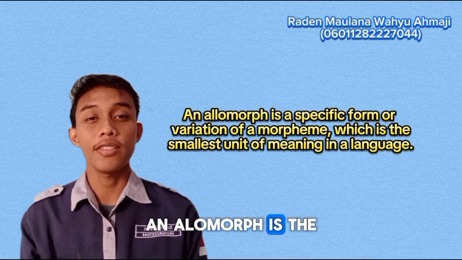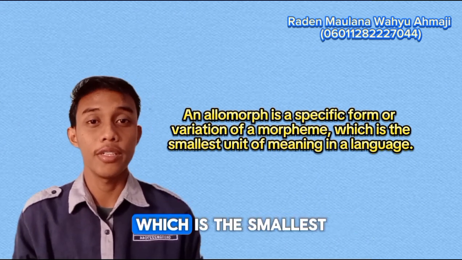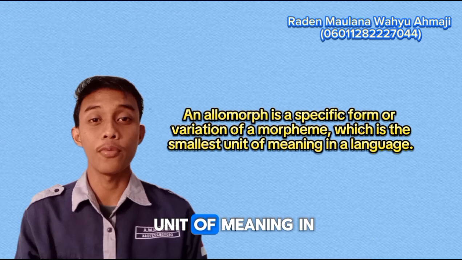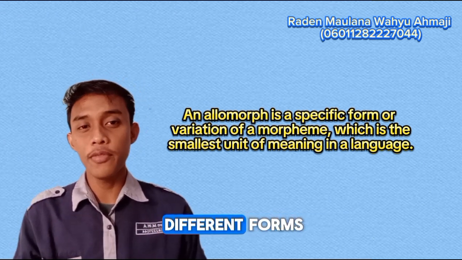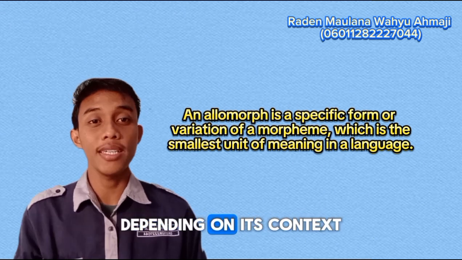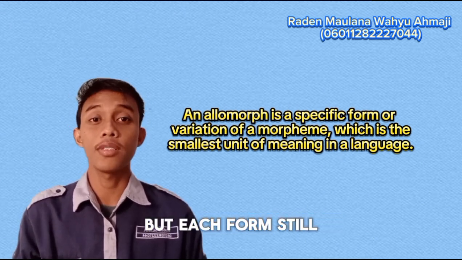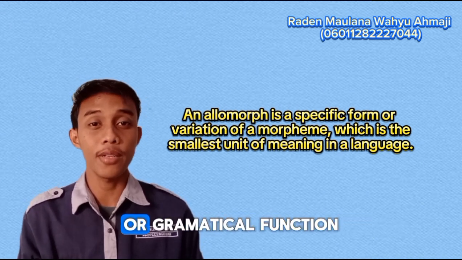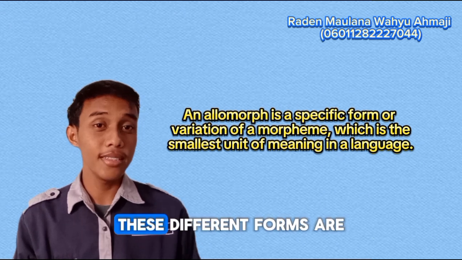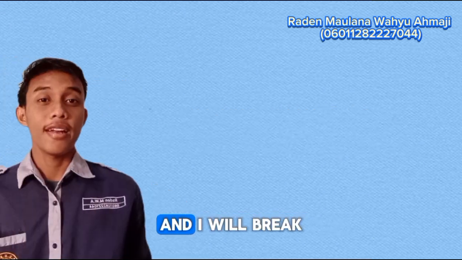An allomorph is a specific form or variation of a morpheme, which is the smallest unit of meaning in a language. A morpheme can have different forms depending on its context within words, but each form still conveys the same underlying meaning or grammatical function. These different forms are called allomorphs. And I will break it down further.